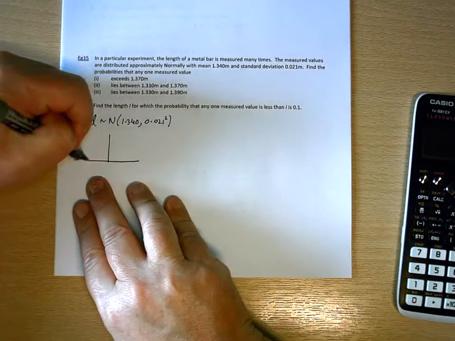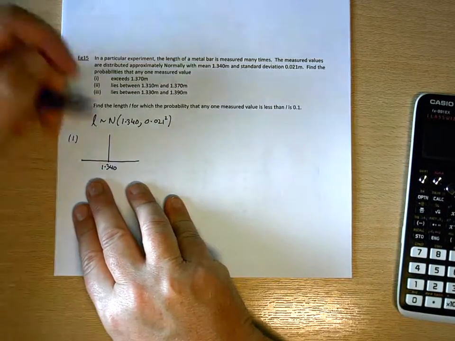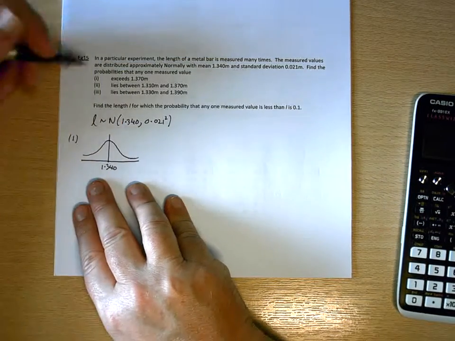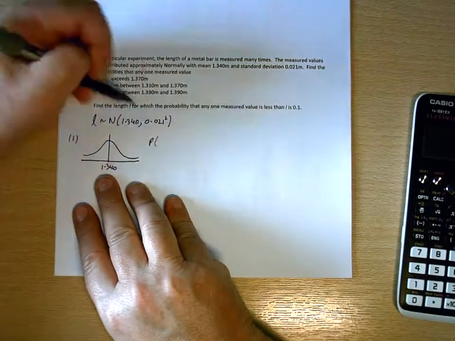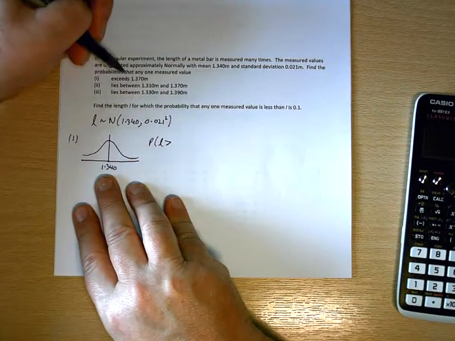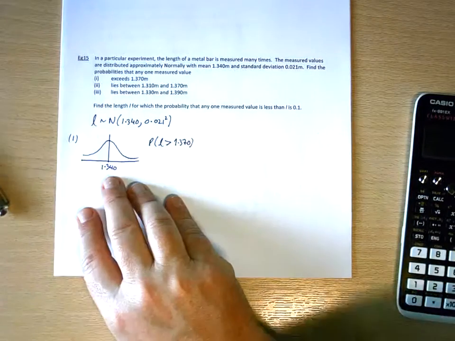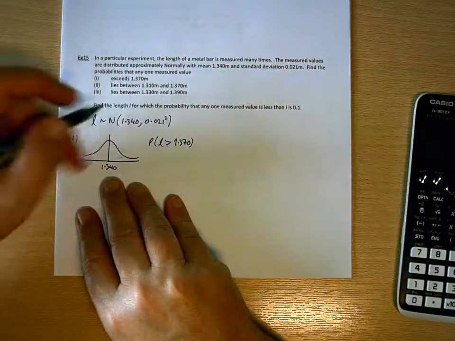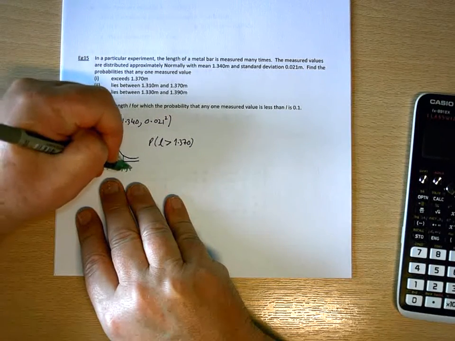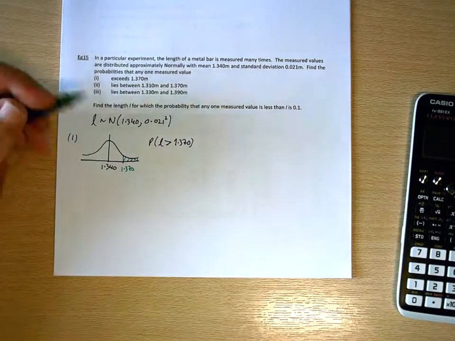So we have a mean of 1.340, and for this first one I want the probability that the length exceeds 1.37. So 1.37 is this side, so I'm interested in that area there.